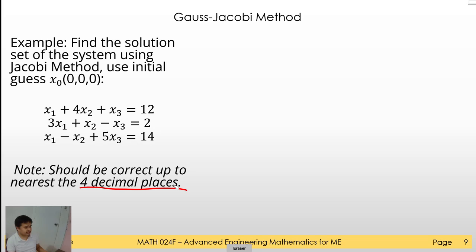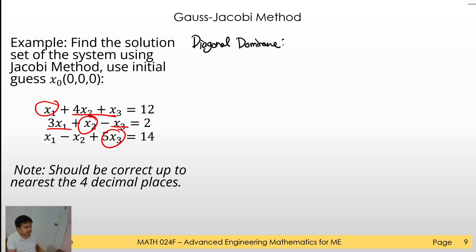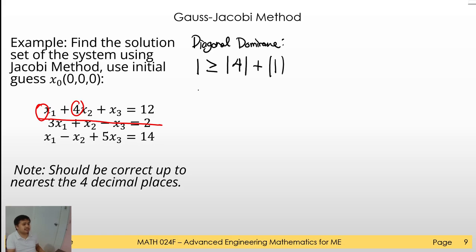So before we solve this using iterative methods, again, we have to check for diagonal dominance. So we have to check whether this diagonal is greater than the sum of each of its rows. So let's delete this again. So basically for the first row, the coefficient of x1 is 1. So 1 should be greater than or equal to the absolute value of the sums of the coefficients here. So as we can see, this is not diagonally dominant.